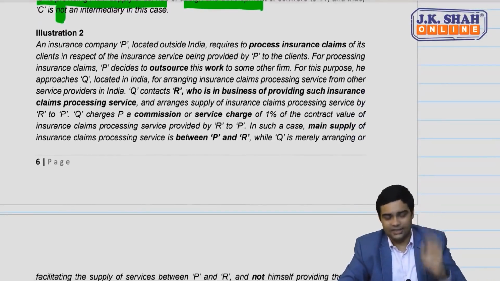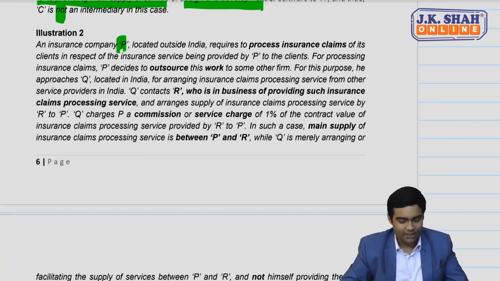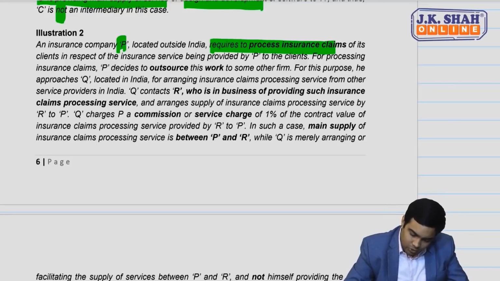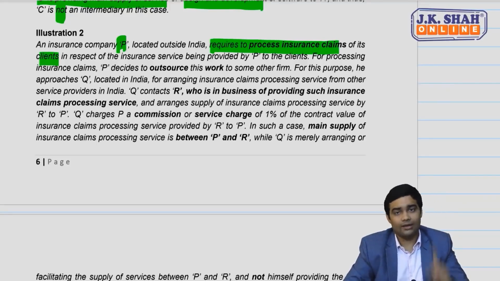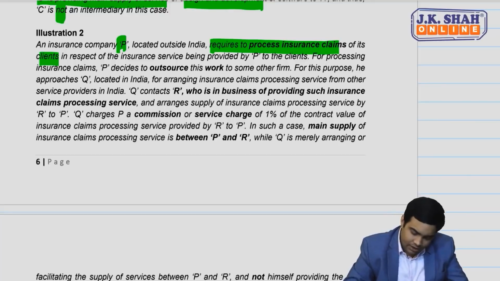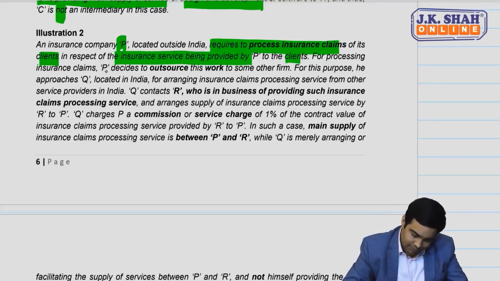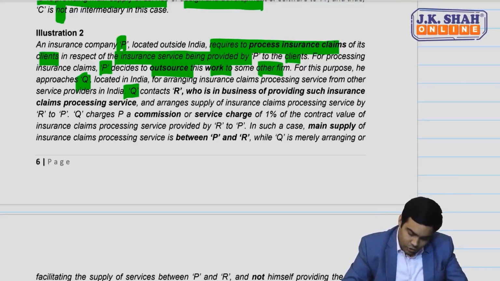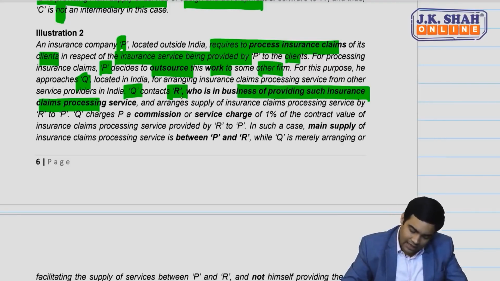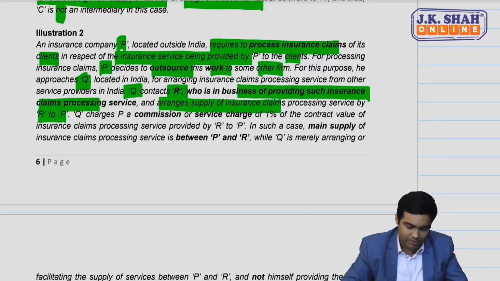Let's see illustration 2. An insurance company P requires to process insurance claims of clients. P insurance company is outside India, in respect of insurance services provided by P to its clients. For processing claims, P decides to outsource this work to some other firm. And which is that firm? Q. Now, Q contracts R, who is in the business of providing such insurance claim processing, and arranges supply of insurance claim processing by R to P. Q charges a commission of 1%.